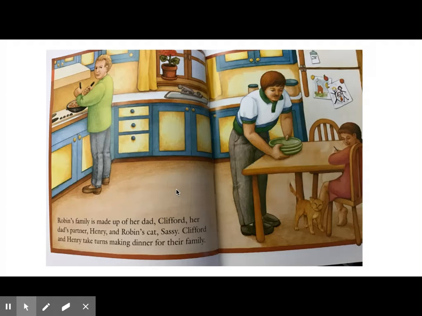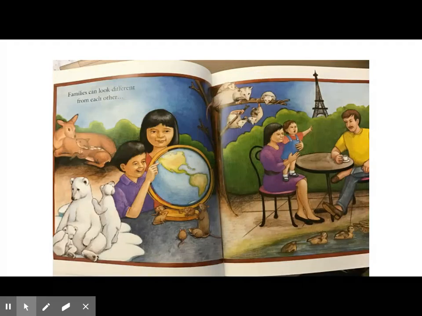But I am glad to see that they are taking turns, or to read that they are taking turns helping, because we've talked about that at school too. In a school team or in a family, everybody helps. And I hope that you are helping at home with your families. I hope you're helping your family, because when you're in first grade, you can be responsible for things at home and you can help out your family.